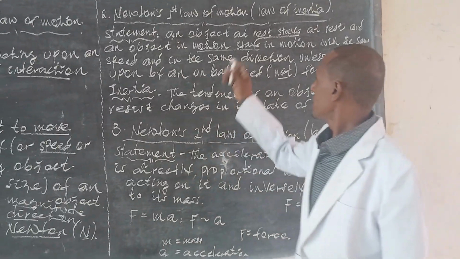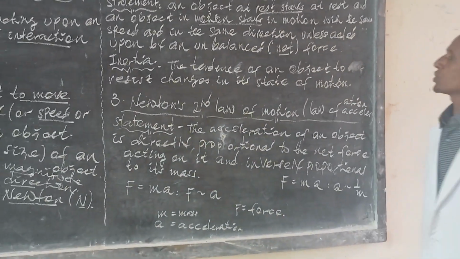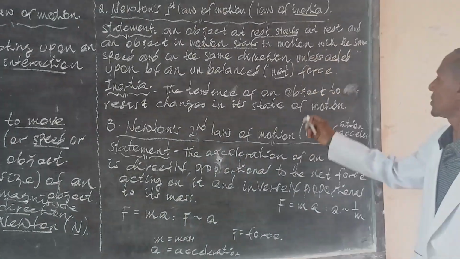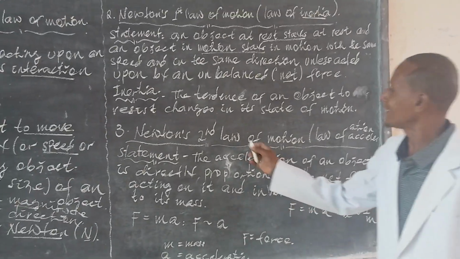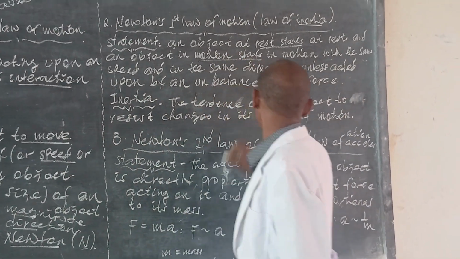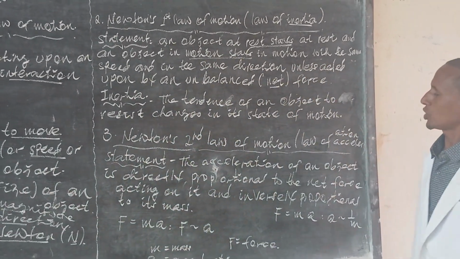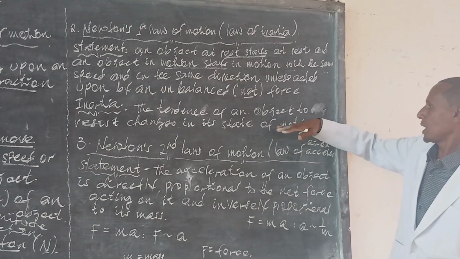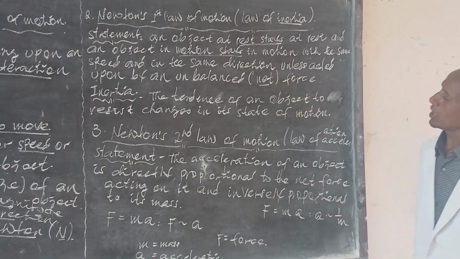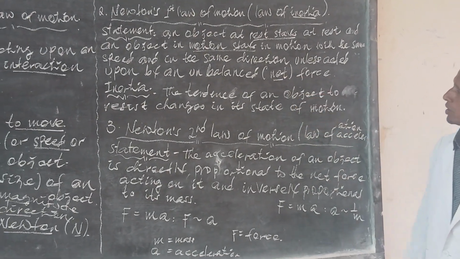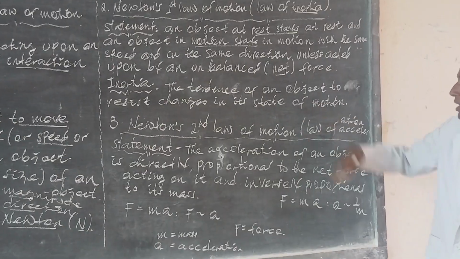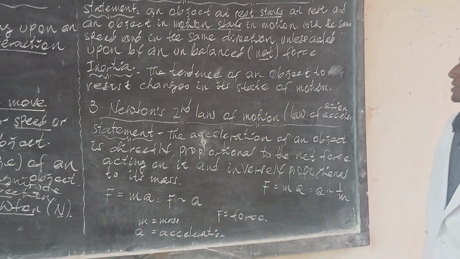From this, the idea of Newton's first law is indicating inertia. Inertia means the tendency of an object to resist changes in its state of motion. For example, an object with large mass has large inertia, and an object with small mass has small inertia, meaning inertia is directly related to mass.